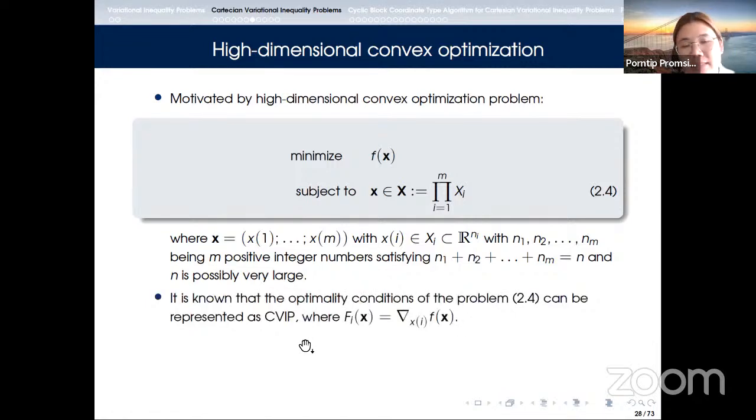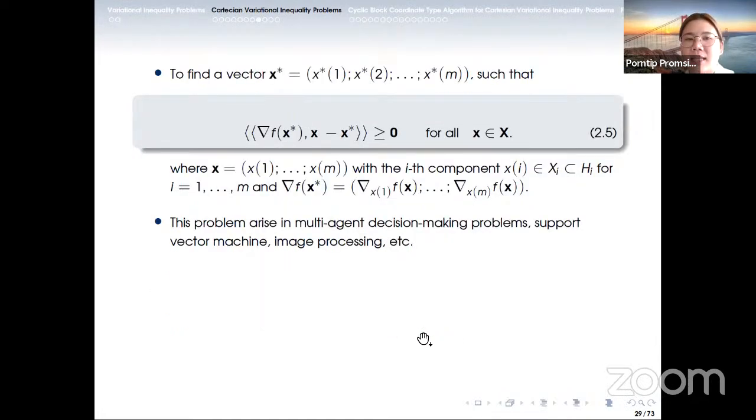So it is well known that the optimality condition of problem 2.4 can be represented as the Cartesian variational inequality problem, where the operator Fi(x) is the gradient of f(x) with respect to xi. Then that means we solve the Cartesian variational inequality problem 2.5.